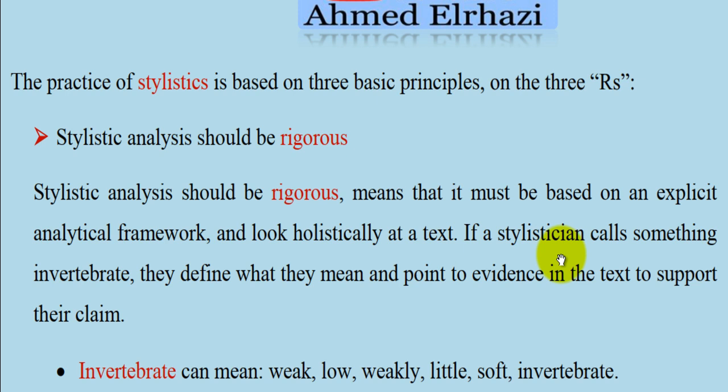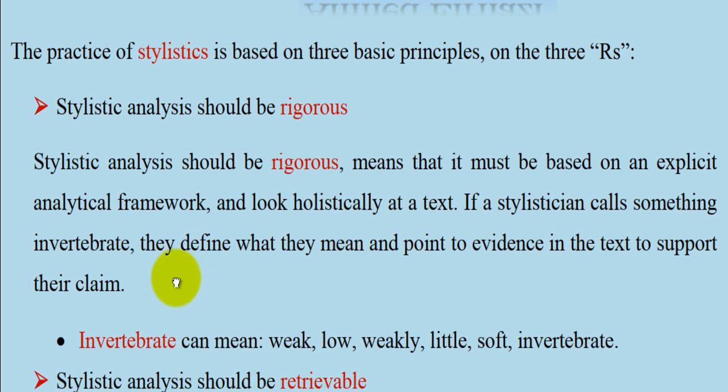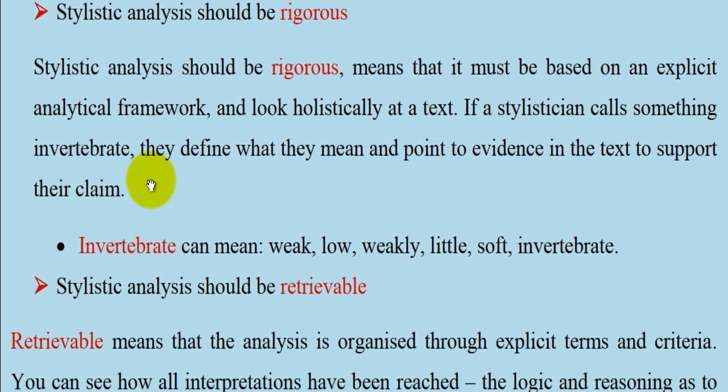If a stylistician calls something invertebrate مثلا الى شي واحد تمارس هاد الاسلوبيه وسمى شي حاجه في التحليل ديالو invertebrate اللي هي كتعني لا فقاري بعض المرات ولكن عندها معاني اخرين. يعني invertebrate can mean weak, low, weakly, little, soft or invertebrate. They define what they mean and point to evidence in the text to support their claim.